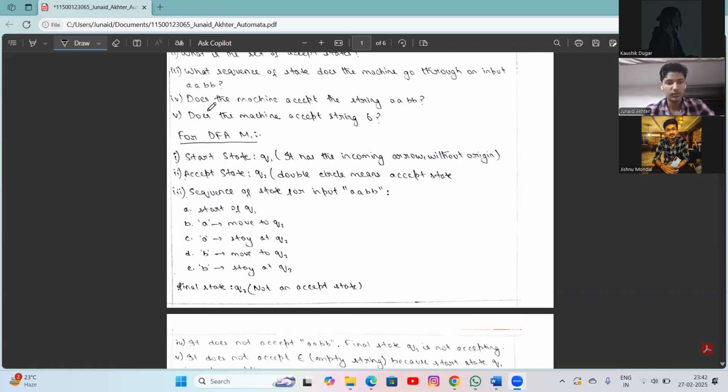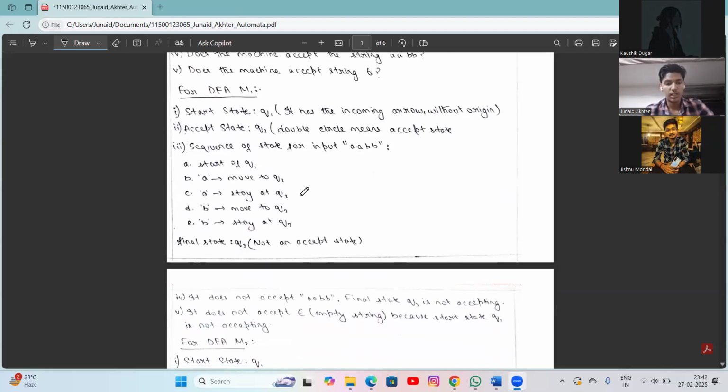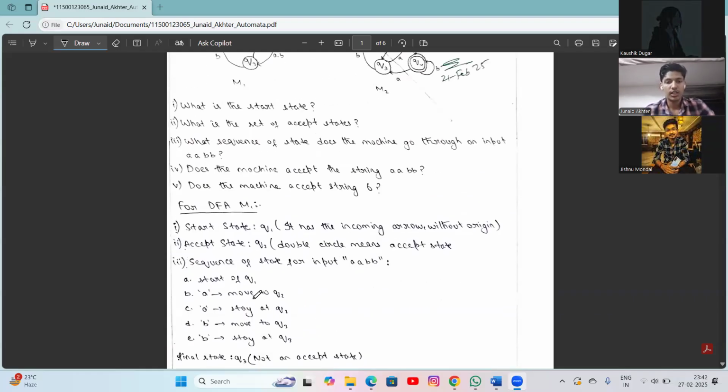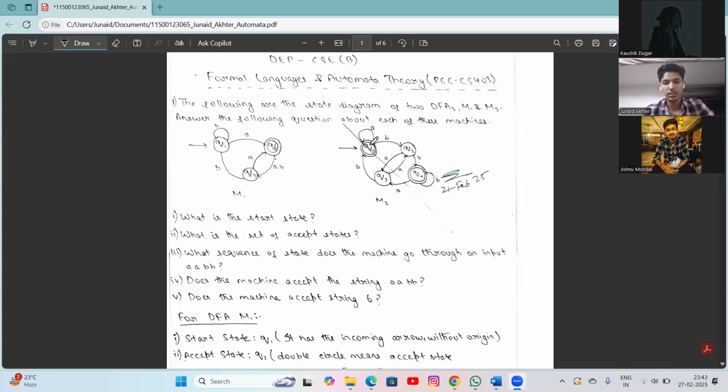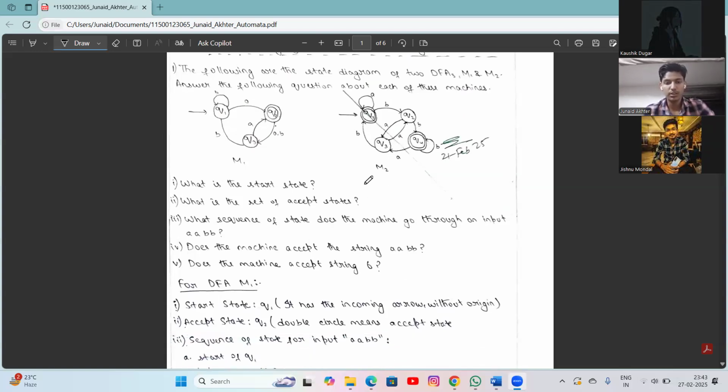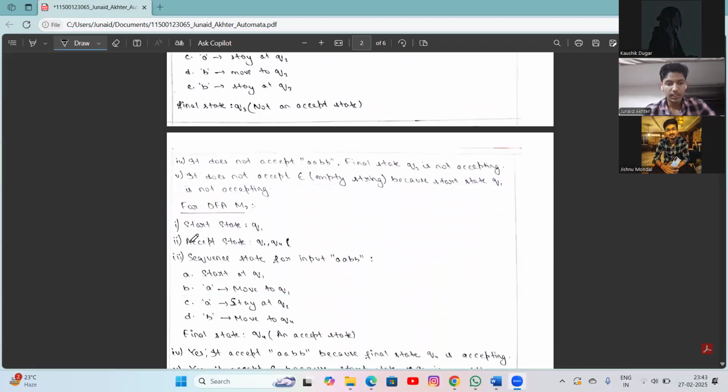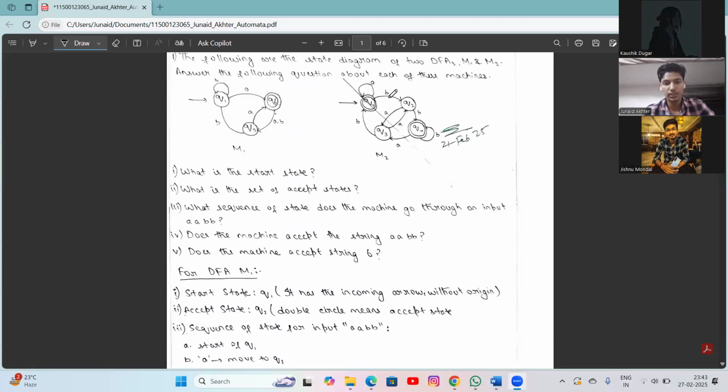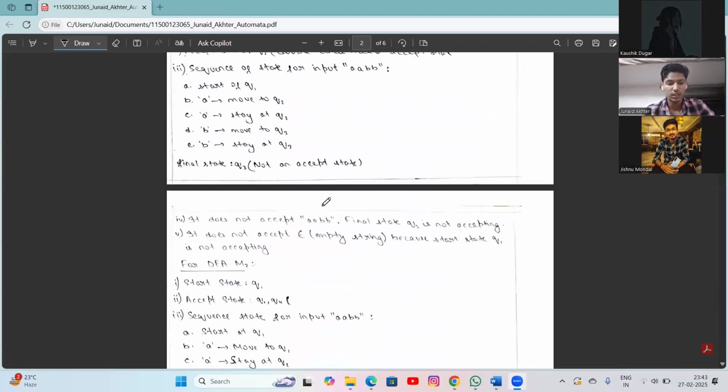And the last question for machine M1 is, does the machine accept the string epsilon? The answer is it does not accept because the start state Q1 is not accepting. And now we will see the next set of questions for the M2 machine. Its start state will be Q1 because it has the incoming arrow without origin.